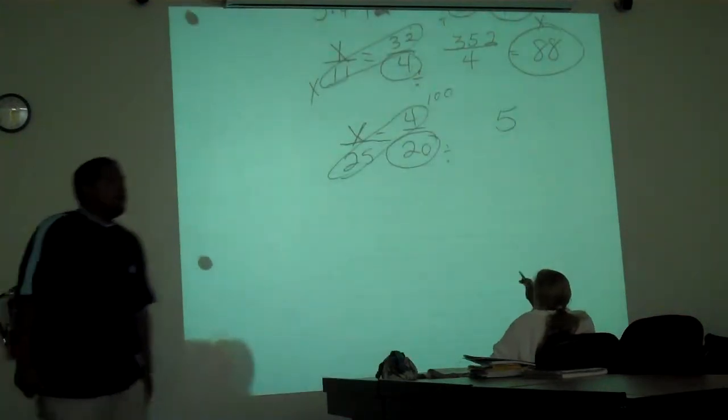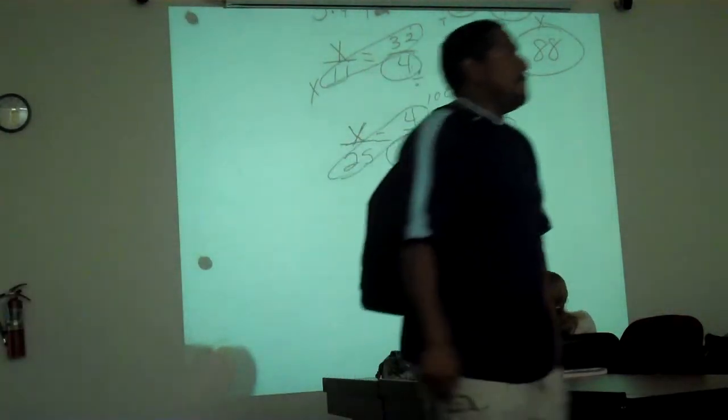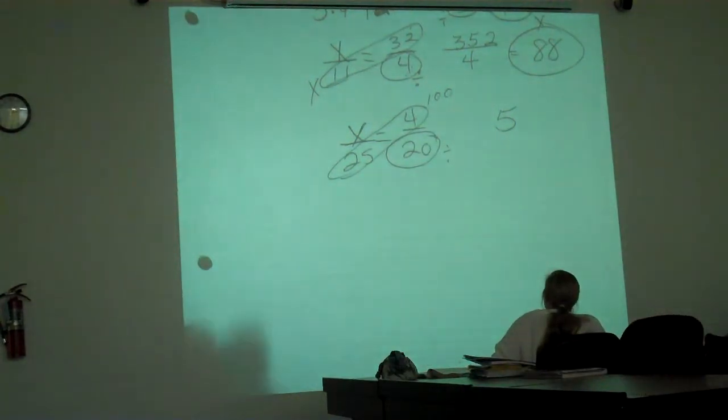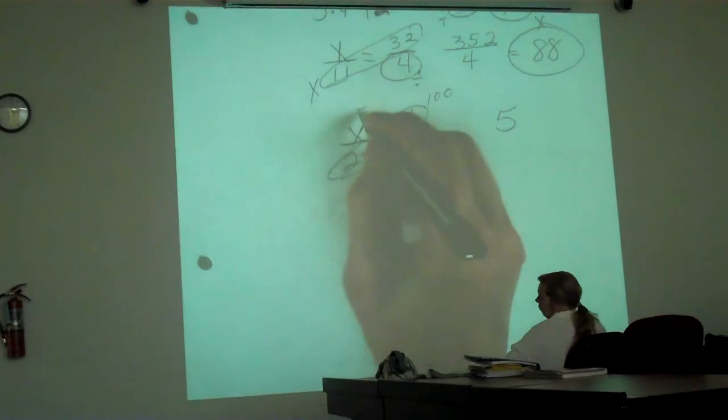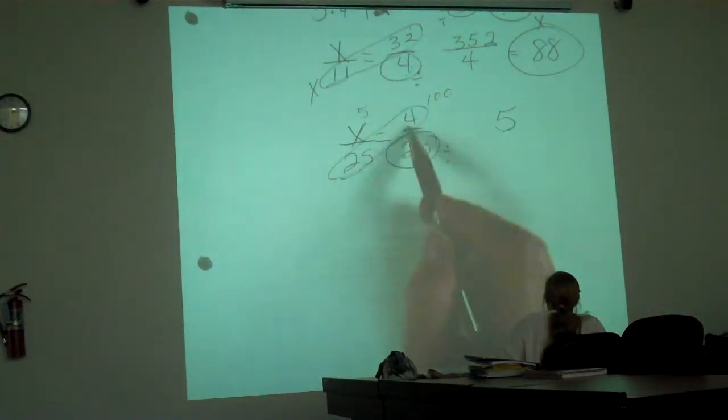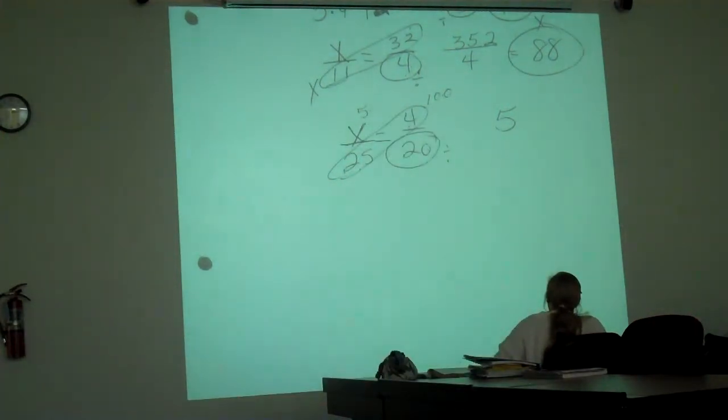Because you're trying to make both sides match. They have to be equal fractions. It has to equal the same thing when you multiply them. Just like what we were doing in 5-3. 25 times 4 is 100. 20 times 5 is 100. Does that make sense?